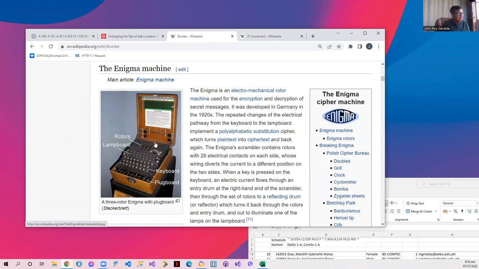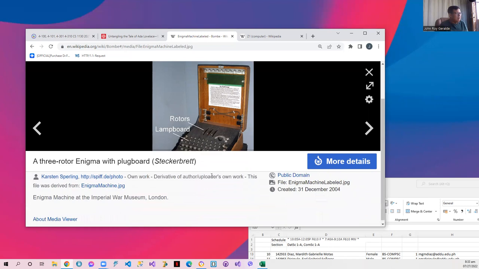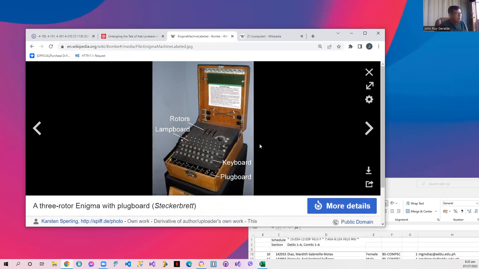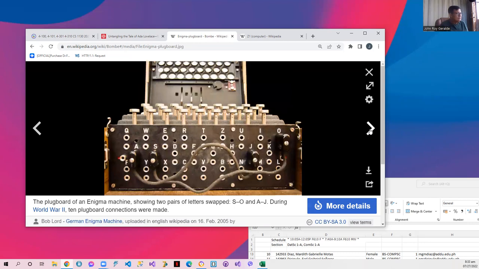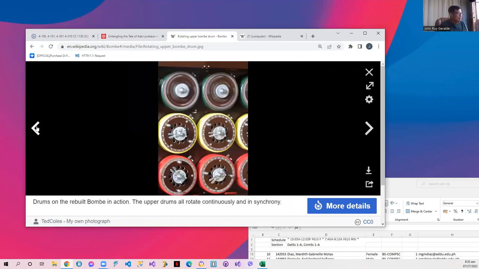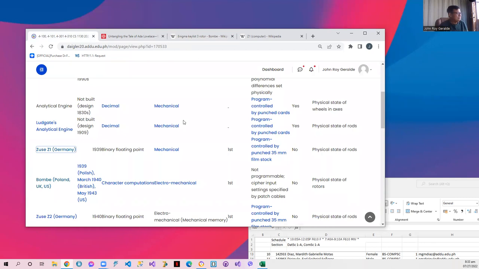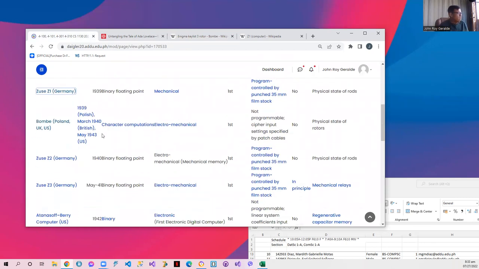This is, by the way, the Enigma machine. You will set a code such that everything that you type will be replaced by an encoded message. It's like a typewriter. There's a keyboard, there's a plugboard, and then is there a printer? There should be a printer. So this is the bomb computer. The bomb computer was used to hasten the decoding process. The hacking process. So this was used by the UK and later it was transferred to the US in May 1943.